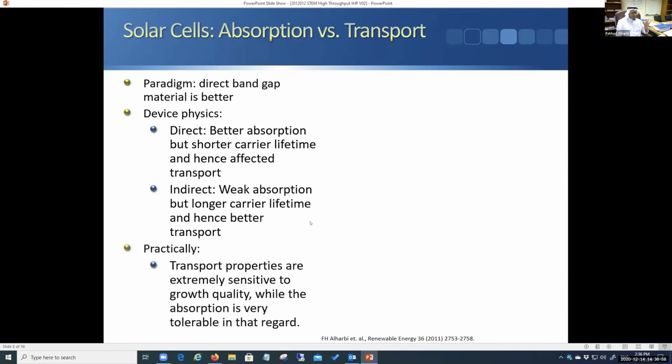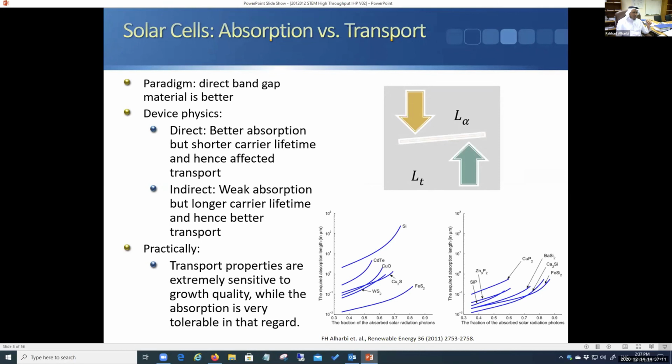So practically, transport properties are extremely sensitive to the growth quality, while the absorption is very tolerant to that. So again, it's a trade-off between the transport and the absorption, and there are a lot of absorbers which have been explored over time. Silicon is definitely number one, but as you can see, there are a lot of materials.